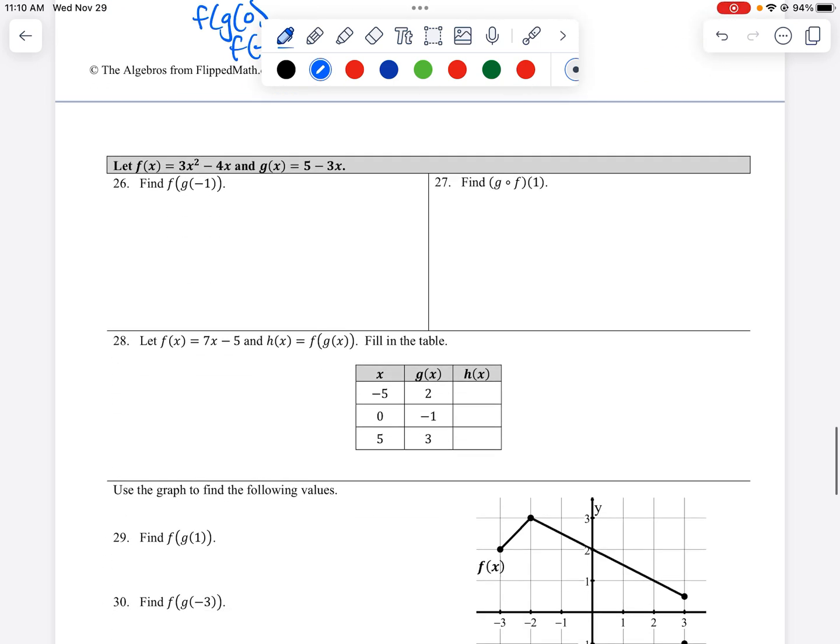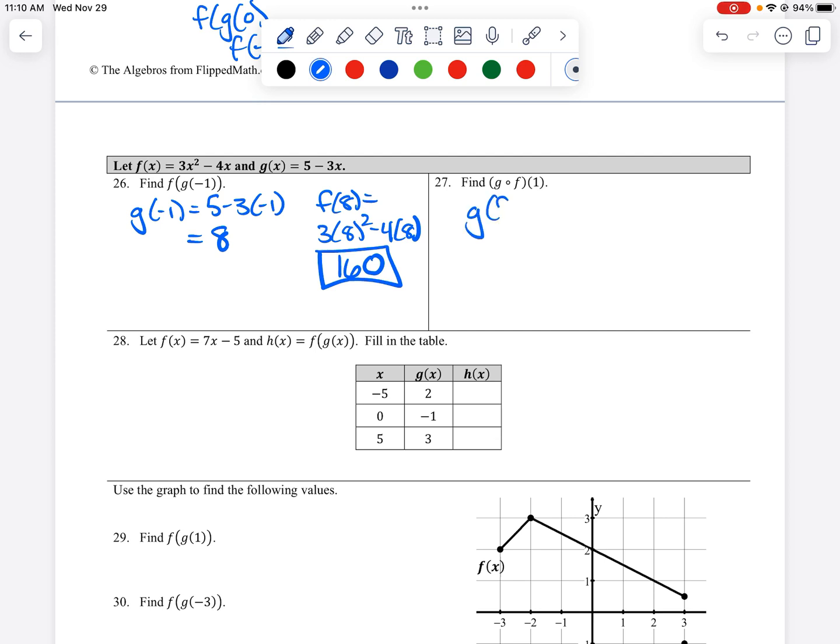So this next one, find f of g of negative 1. So g of negative 1, 5 minus 3 times negative 1. So that's 8. So then what is f of 8? 3 times 8 squared minus 4 times 8, which is 160.